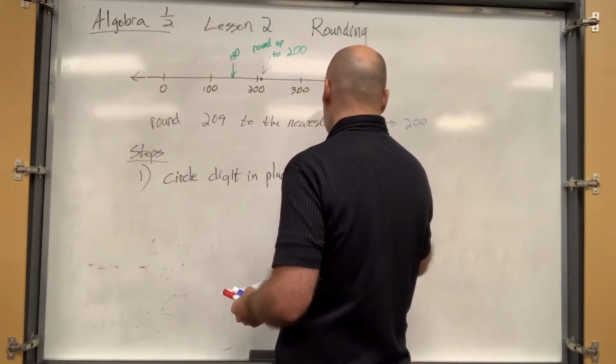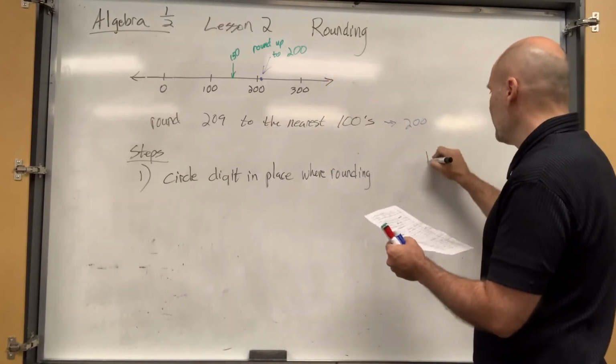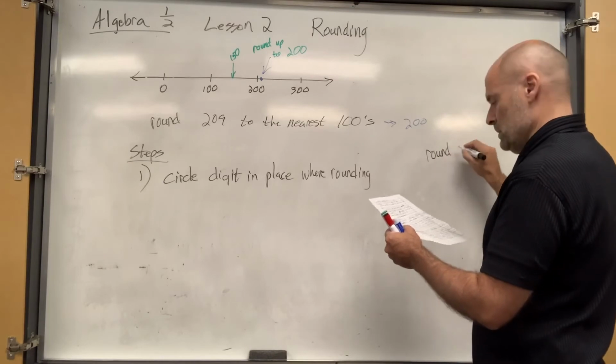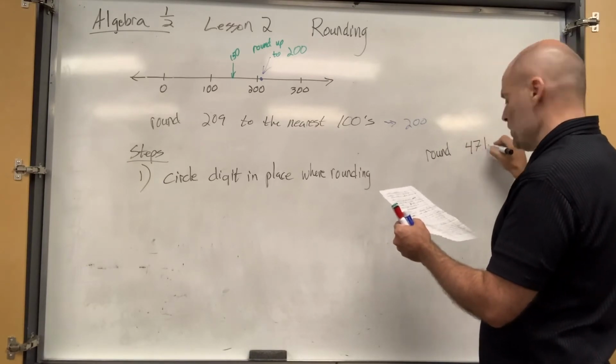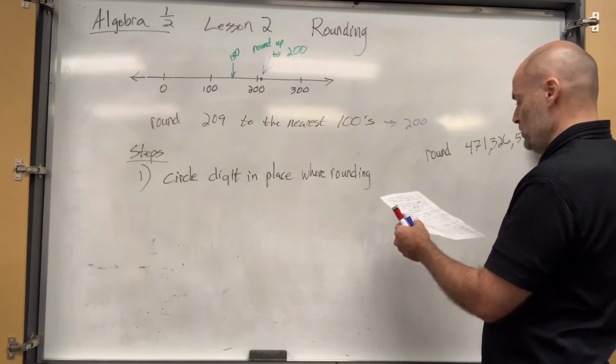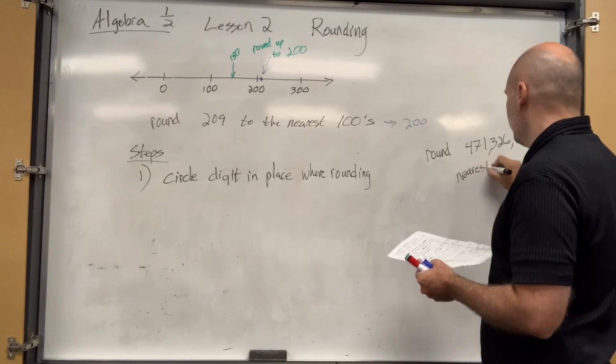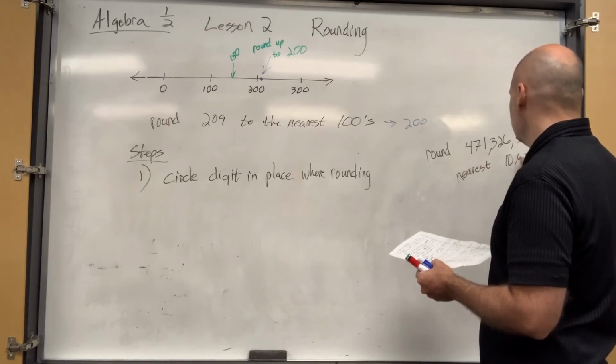So circle the digit in place where we're rounding. So let's try an example. I'm going to round 471,326,502 to the nearest 10,000.